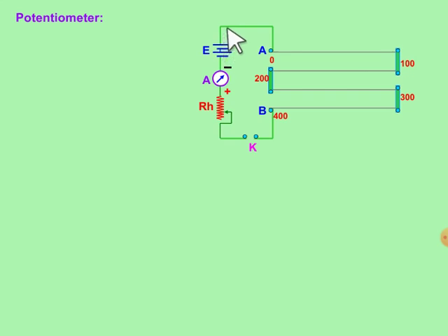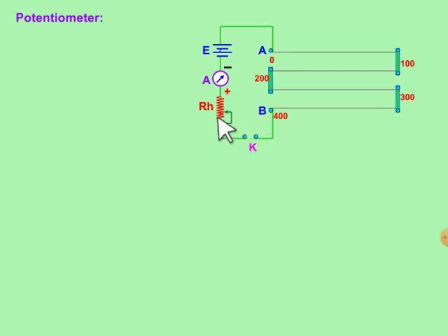This positive terminal should connect to one end of the potentiometer wire, and the negative terminal should connect to the other end through an ammeter and a rheostat. Okay, negative terminal of the battery, so this side should be the negative terminal of the ammeter, this side should be the positive terminal, and it will go in that way through a key.